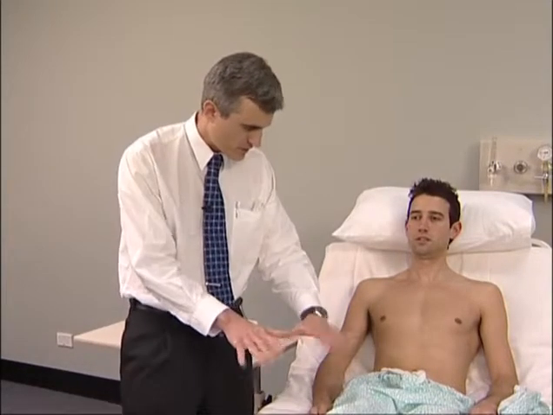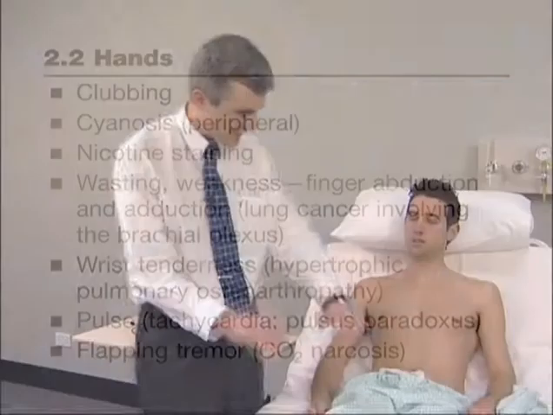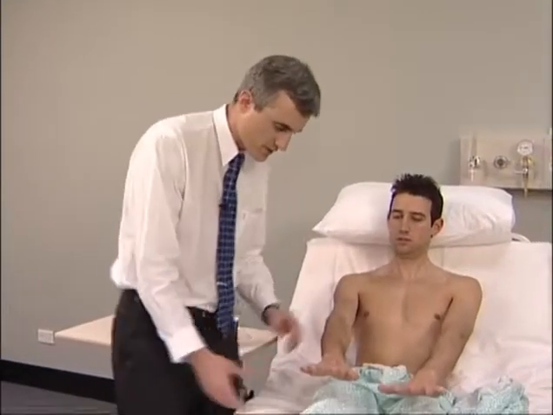The detailed examination begins with the hands. Look for clubbing, peripheral cyanosis, and tar staining. Squeeze the wrist to detect the tenderness of hypertrophic pulmonary osteoarthropathy. Hands straight out like that for me, please.